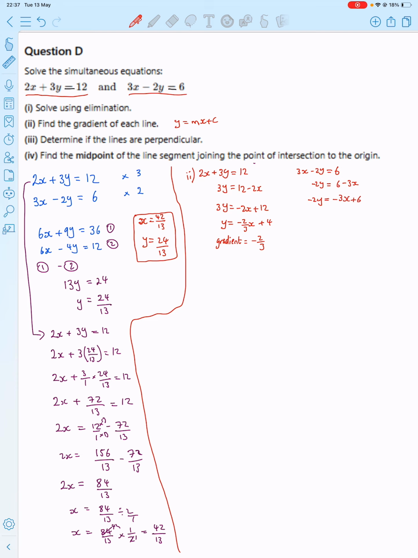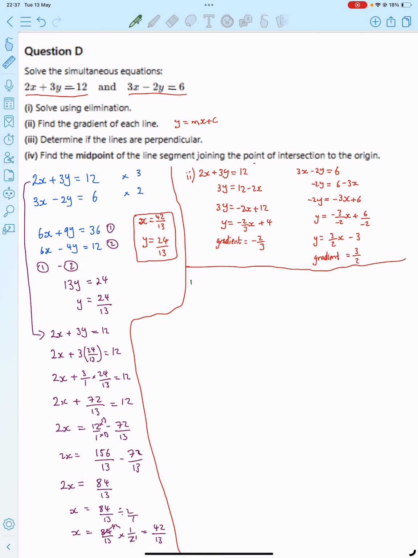Dividing both by minus 2, we get y equals minus 3 over minus 2 x plus 6 over minus 2. Two negatives divided gives you a positive, so we have 3 over 2 x. And then 6 divided by minus 2, a positive divided by a negative gives you a negative, so minus 3. Okay, so that means that the gradient for this line equals 3 over 2. Okay, that's that part done.